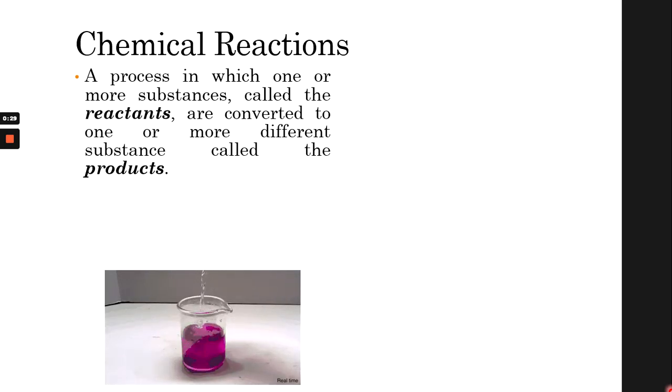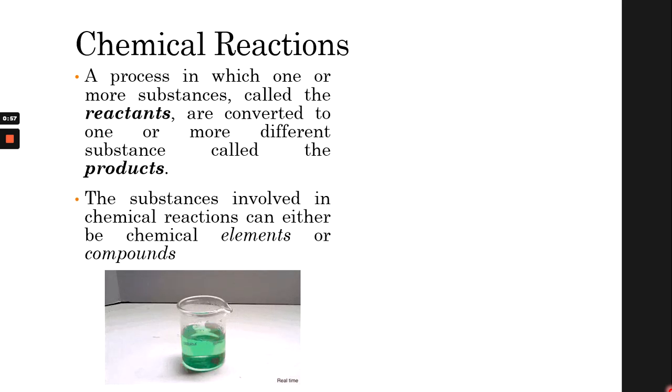A chemical reaction is basically a process in which one or more substances, which we usually call reactants, are converted into one or more different substances called the products. So in chemical reactions, you always have your reactants, which are your beginning substances, and then you end up with what we call the products, which are your ending substances.